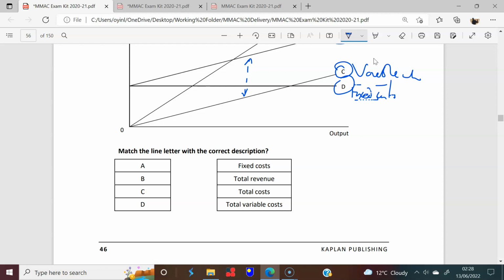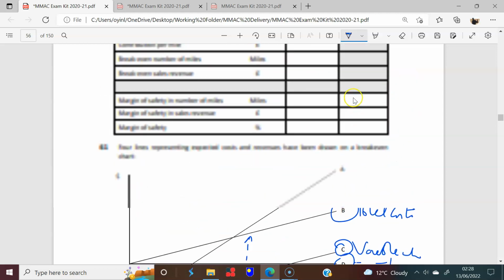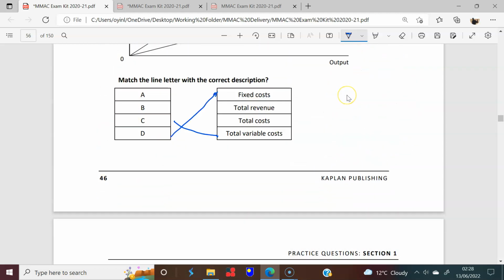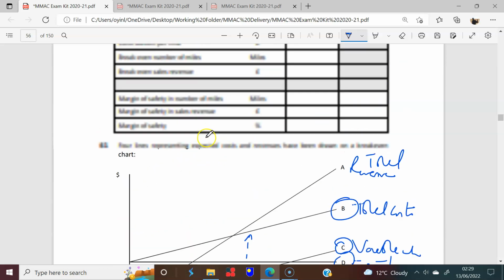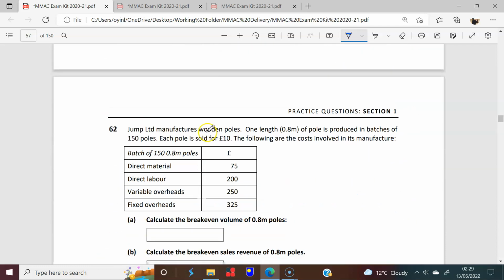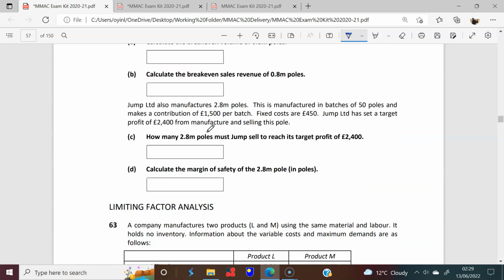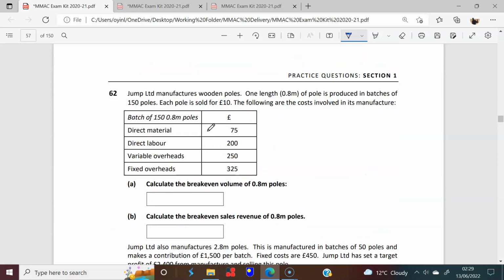So D being your fixed costs, C being your variable costs, A being your revenue, and B therefore being your total costs. And that's what's happening with question 61. Let's look at question 62 and play through this.